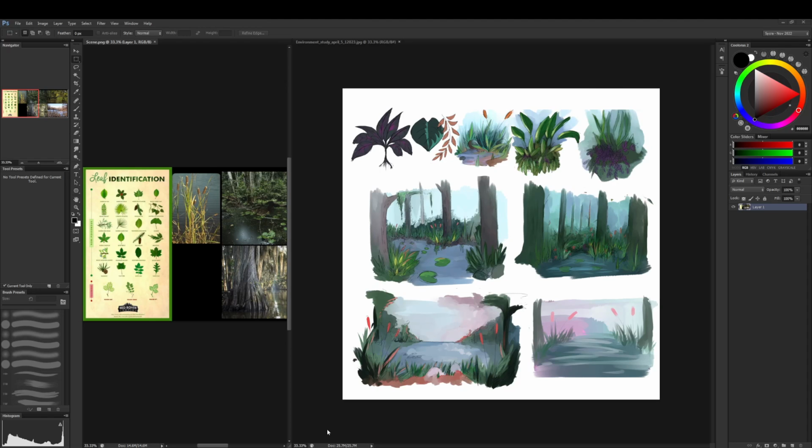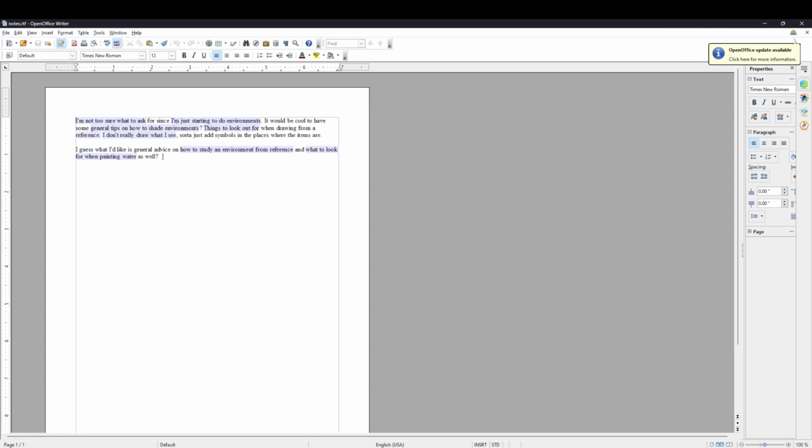Cool studies. Let's see. So you're not sure what to ask for because you're just starting to do environments. Environments are not really my specialty. I'll try and help you as much as I can, but just know that I am not an expert. General tips on how to shade environments, things to look out for with reference. You don't really draw what you see.